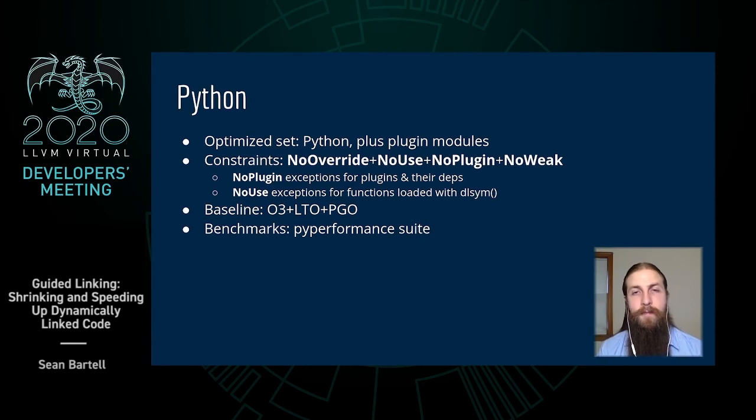For our baseline, we applied LTO with profile guided optimization. The guided linking version also used LTO and PGO on the merged library. In this case, guided linking exposes a lot of new opportunities for inlining, and PGO is important to decide which of those opportunities are actually profitable. In order to benchmark our optimized version of Python, we used the PyPerformance Benchmark Suite, which is designed to track the performance of the Python interpreter.